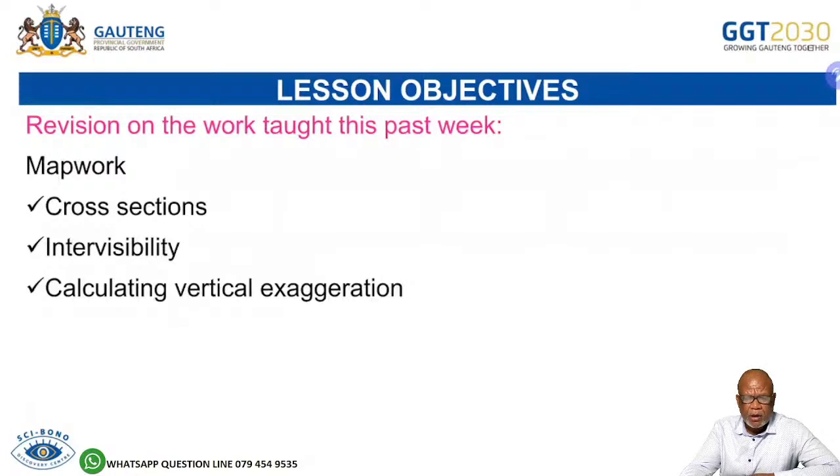And then in our map work, we are going to be looking at cross sections and intervisibility. When you're drawing a cross section, you're taking contour lines and you're making a feature that looks like those contour lines or that is represented. Intervisibility simply refers to can you see one point from another. That's what intervisibility is. And we'll be calculating vertical exaggeration. And then why do we calculate vertical exaggeration?